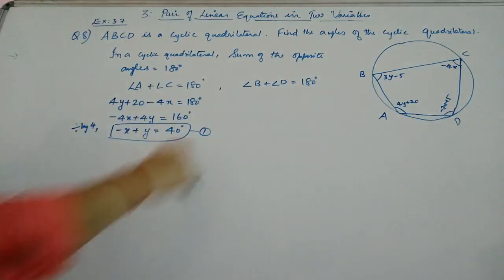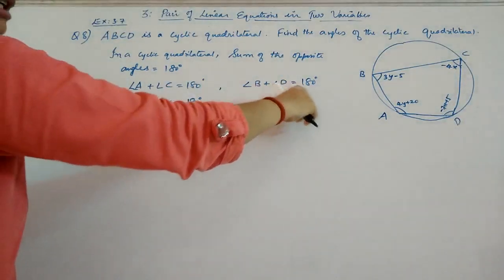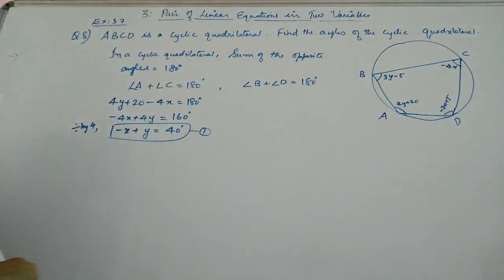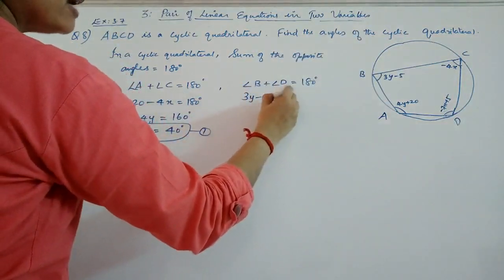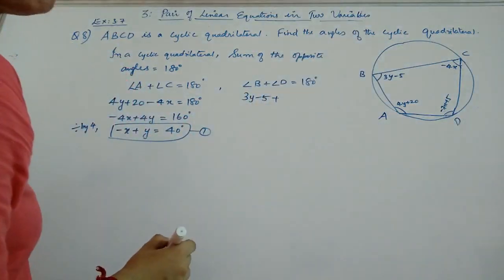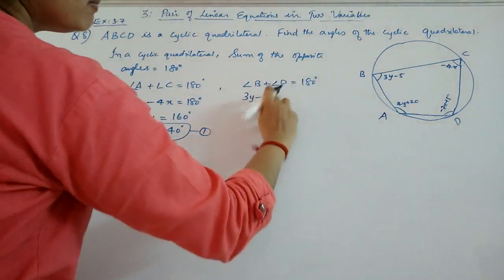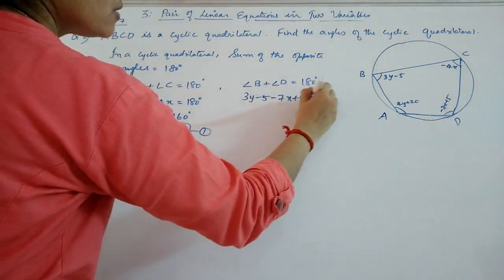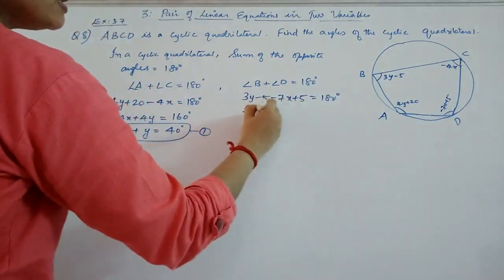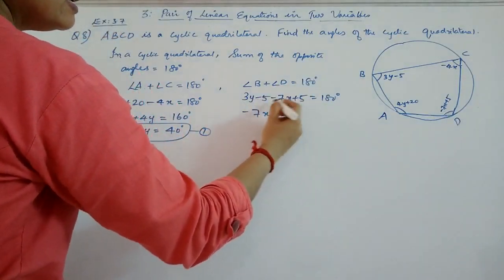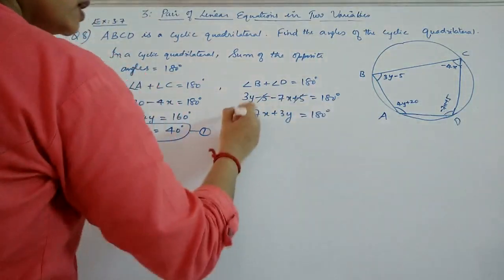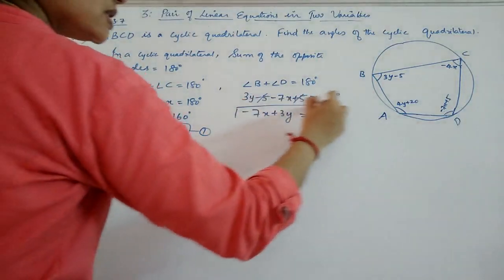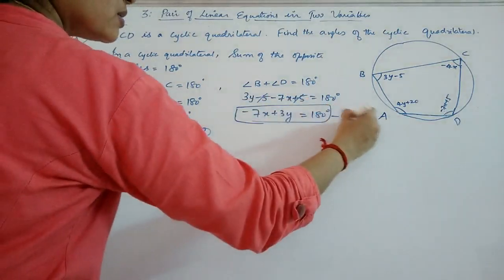Now we will move on to angle B plus angle D equal to 180, which will give you another equation in x and y. Okay, that is angle B, replacing angle B with 3y minus 5 and angle D given as minus 7x plus 5 will give you minus 7x plus 5 is equal to 180 degrees. That is minus 7x plus 3y plus 5 and minus 5 get cancelled is equal to 180 degrees. And you don't have anything in common, so we'll just place it as such. This is your equation number 2.